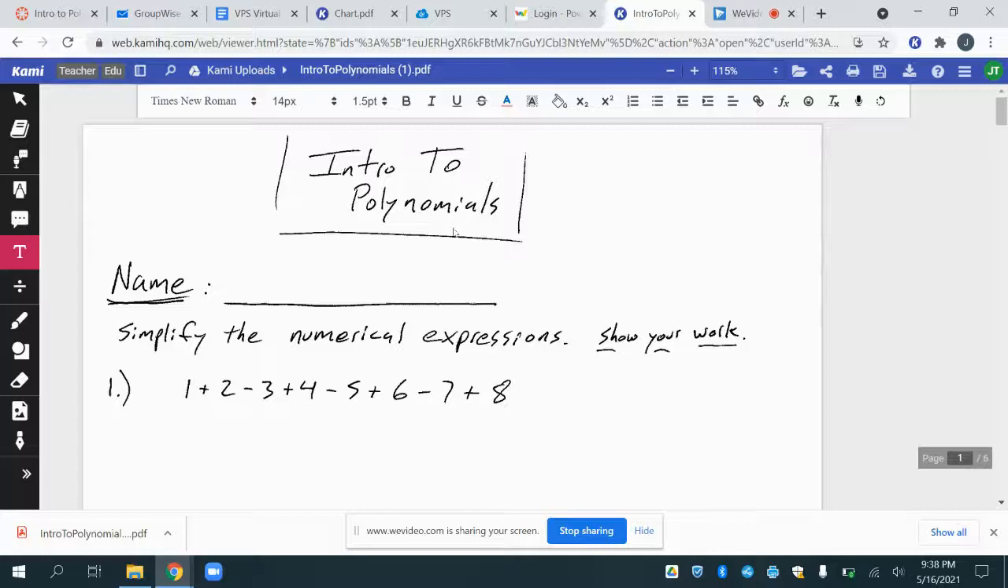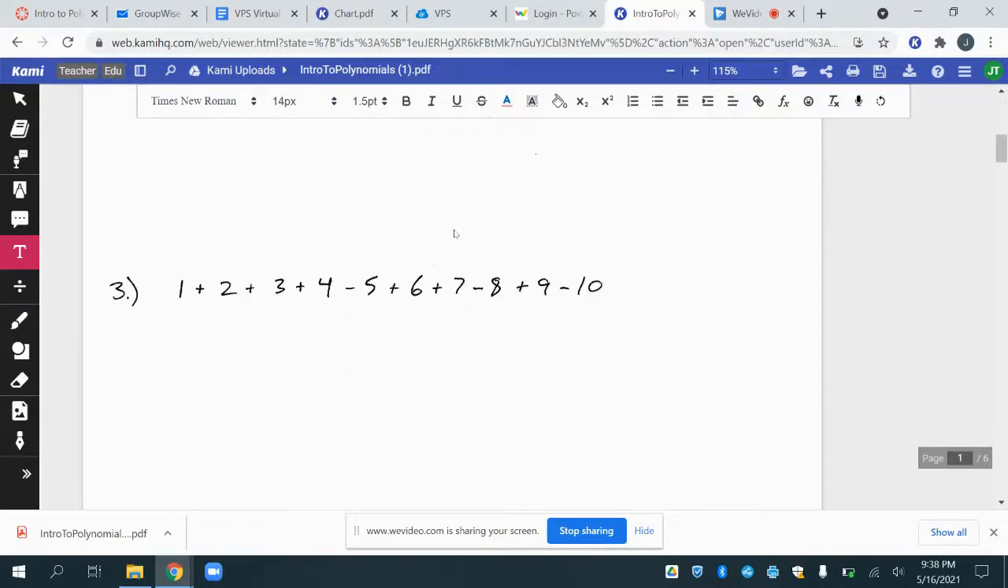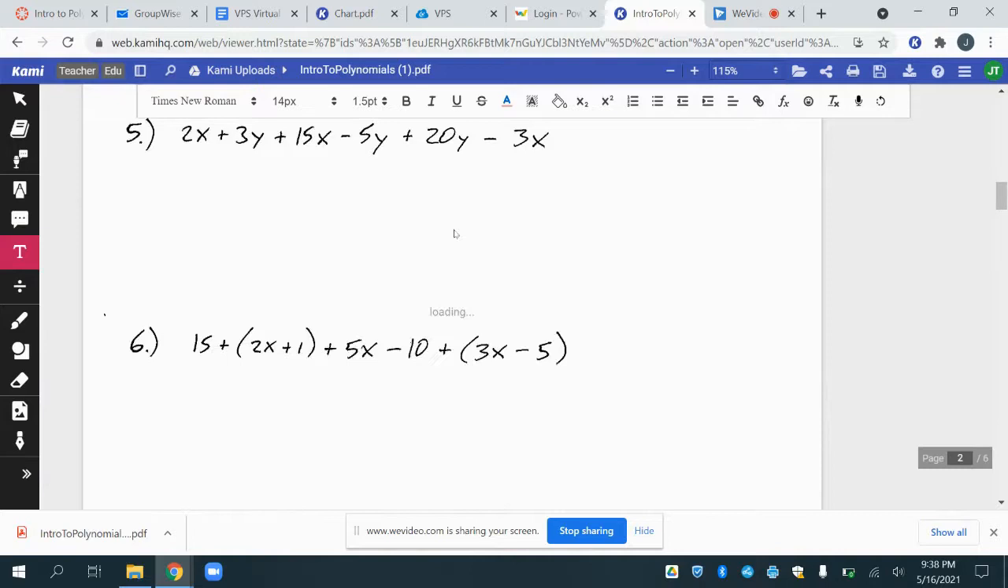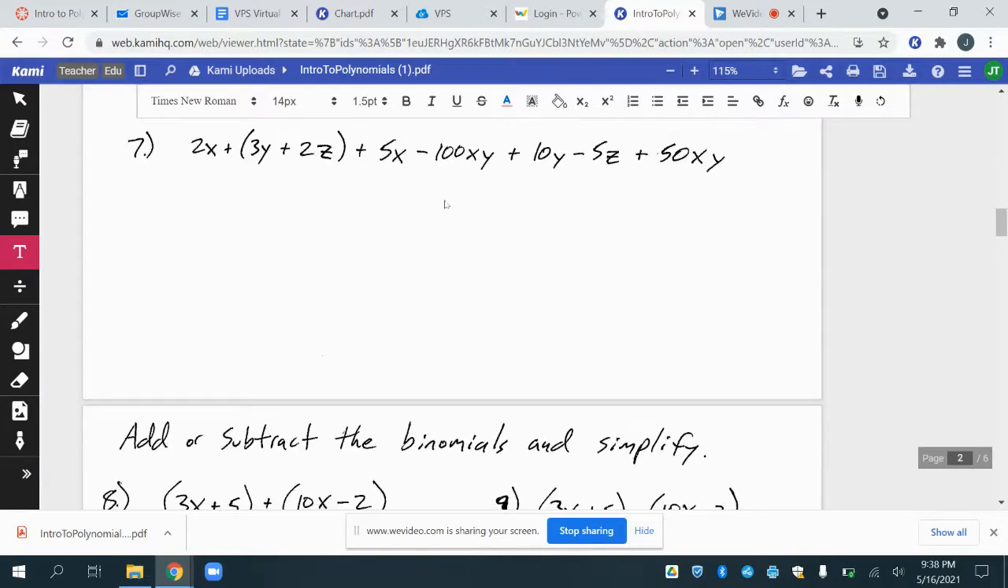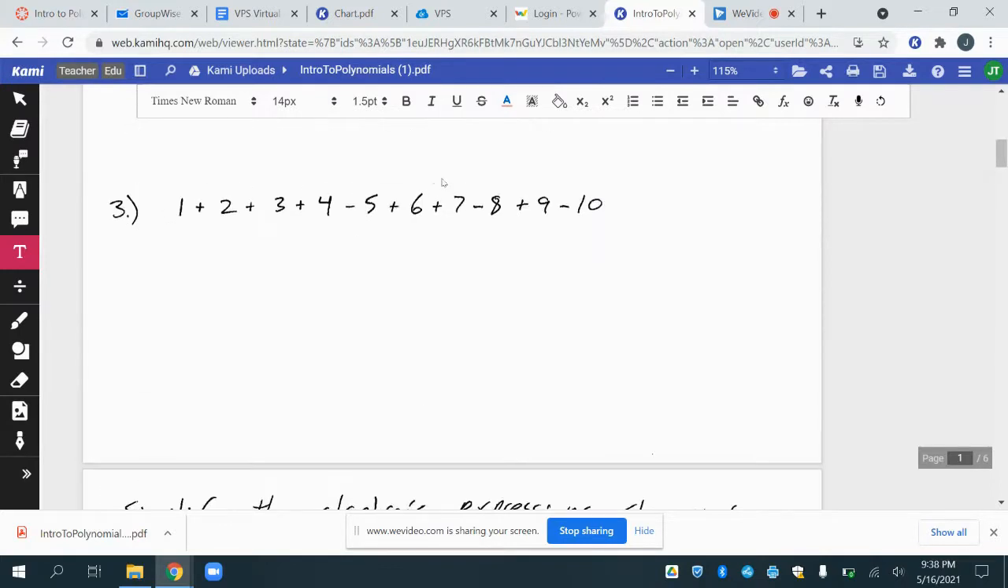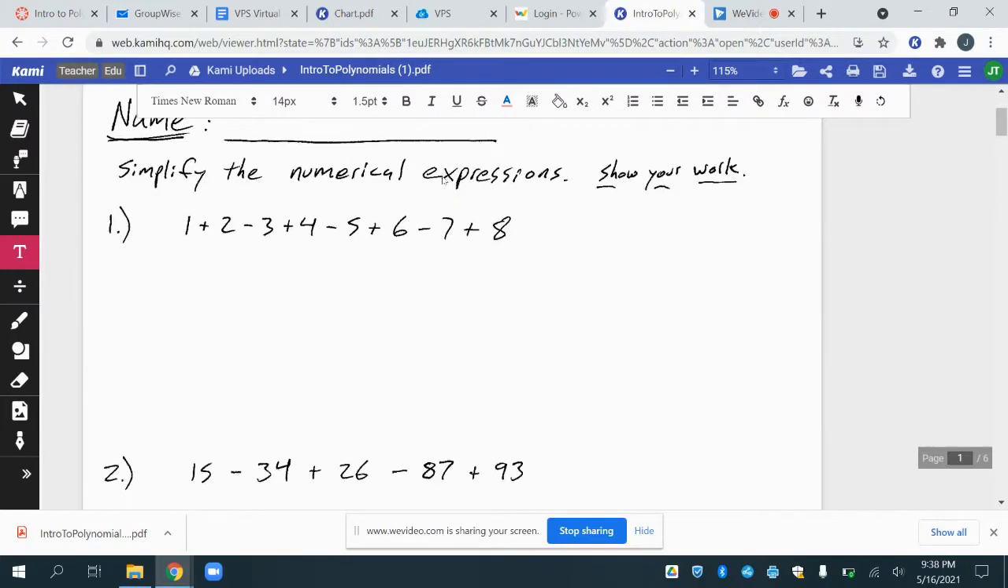So this is a video about Intro to Polynomials. It should look like this. It is a handwritten assignment. I probably won't have handwritten ones nearly as often, but this is where we were at the beginning of this unit. You'll notice at the beginning it has some simplifying numerical expressions.